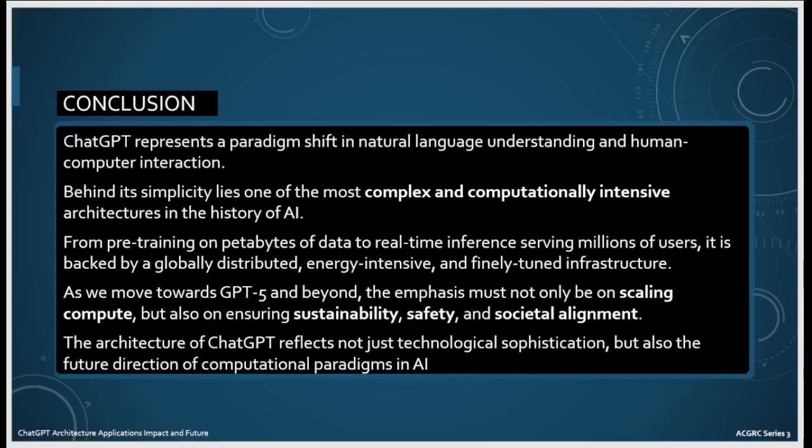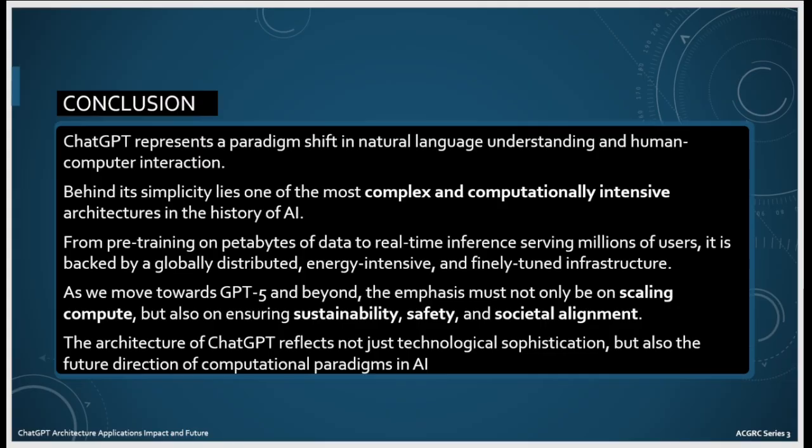In conclusion, ChatGPT represents a paradigm shift in natural language understanding and human-computer interaction. Behind its simplicity lies one of the most complex and computationally intensive architectures in the history of AI. From pre-training on petabytes of data to real-time inference serving millions of users, it's backed by globally distributed, energy-intensive, and finely tuned infrastructure.